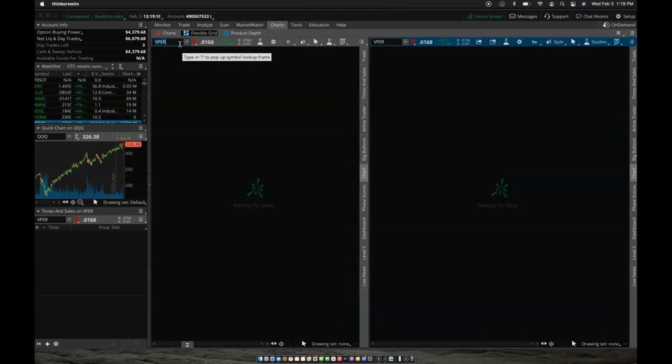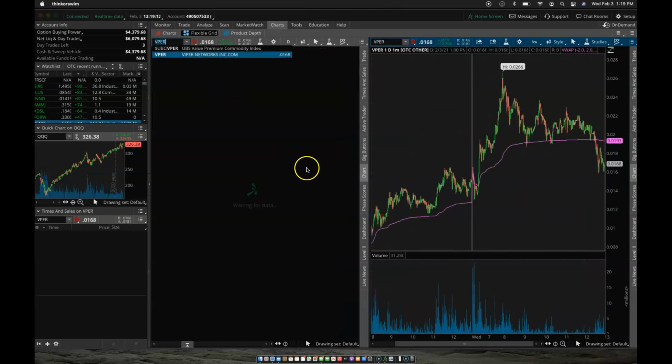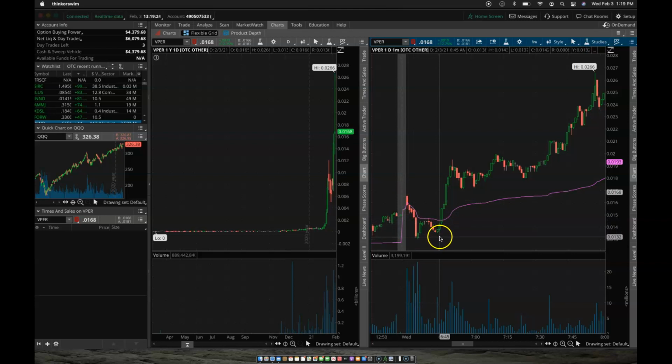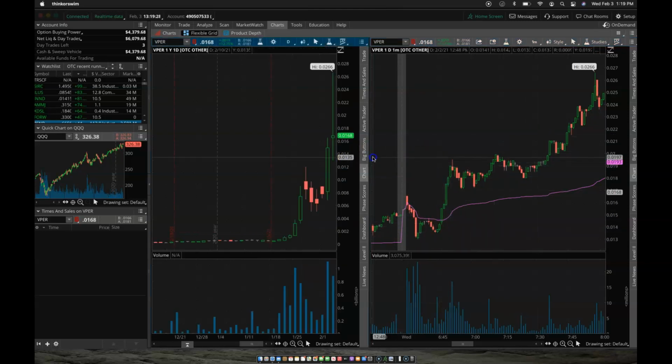VPER, same exact thing. Come on, baby, you can load. But you can see in the morning it gaps up a little bit, dips, puts in a bottom, and makes a higher low. You buy that higher low, risking the bottom, and then you can play that rip and that continuation. These are just nice breakout plays with really nice volume.